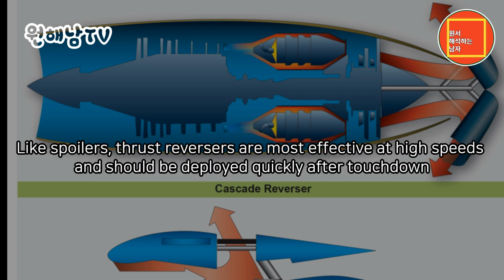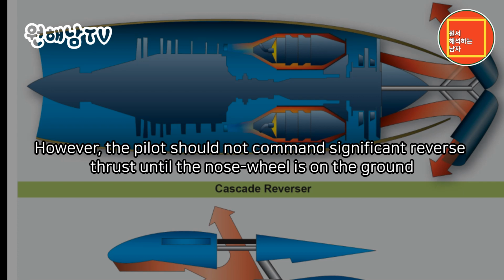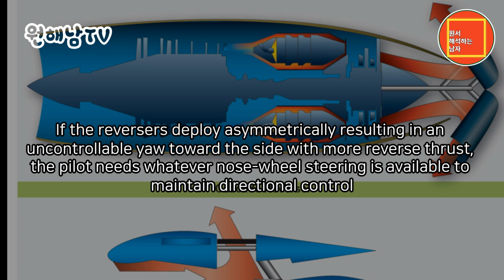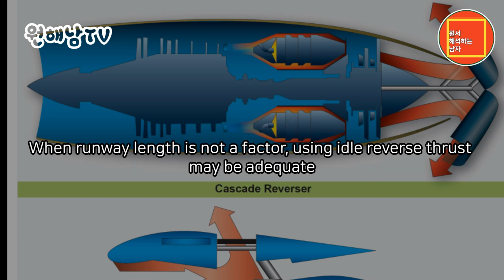Like spoilers, thrust reversers are most effective at high speeds and should be deployed quickly after touchdown. However, the pilot should not command significant reverse thrust until the nose wheel is on the ground. If the reversers deploy asymmetrically, resulting in an uncontrollable yaw toward the side with more reverse thrust, the pilot needs whatever nose wheel steering is available to maintain directional control. When runway length is not a factor, using idle reverse thrust may be adequate.